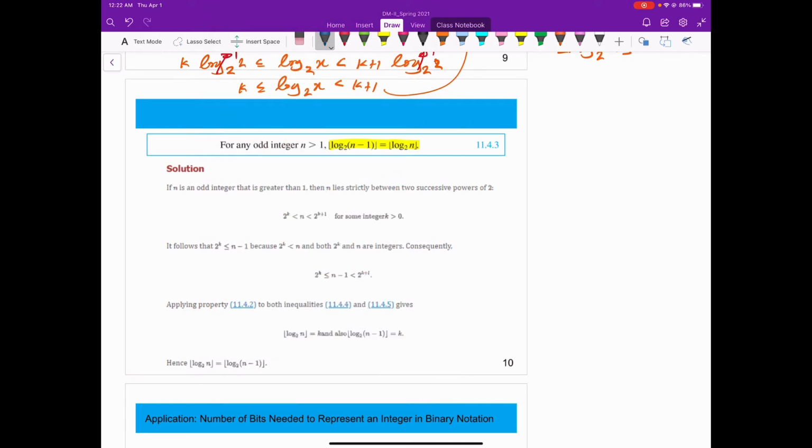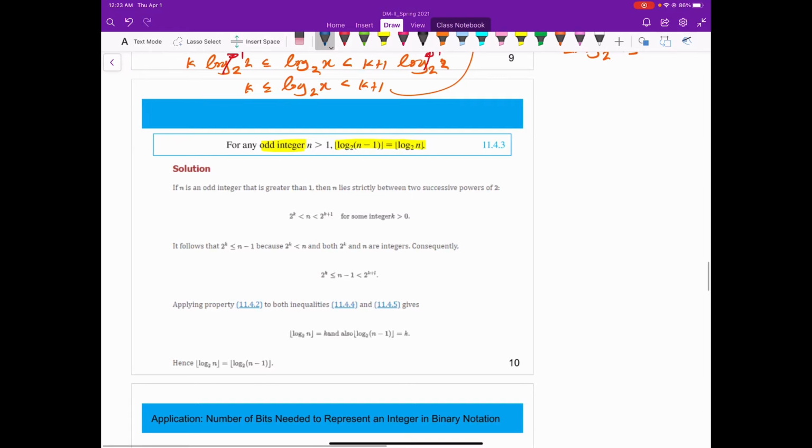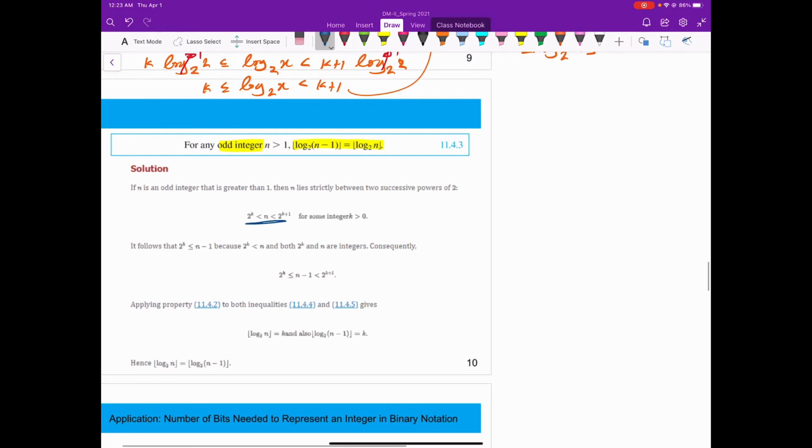If n is an odd integer, it is given that n is an odd integer. If n is an odd integer that is greater than 1, then n lies strictly between two successive powers of 2, right? So you can write this for any odd integer. Take any odd integer you need. Let's say if n equals maybe 11, then you could write the same thing. You write 11 here, less than symbol here, greater than symbol here. So then you write 2 to the power something, again 2 to the power something.